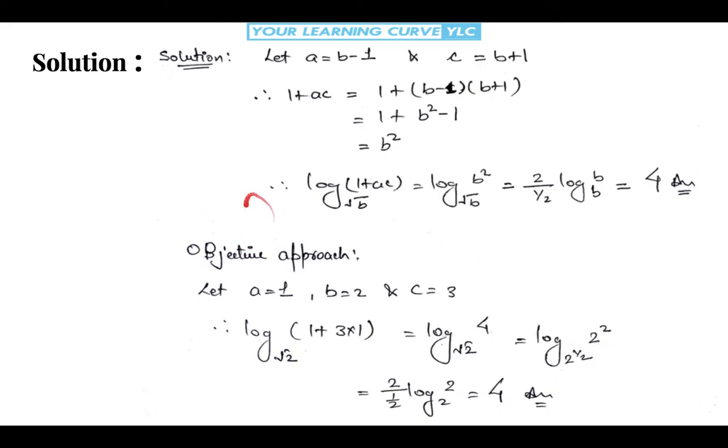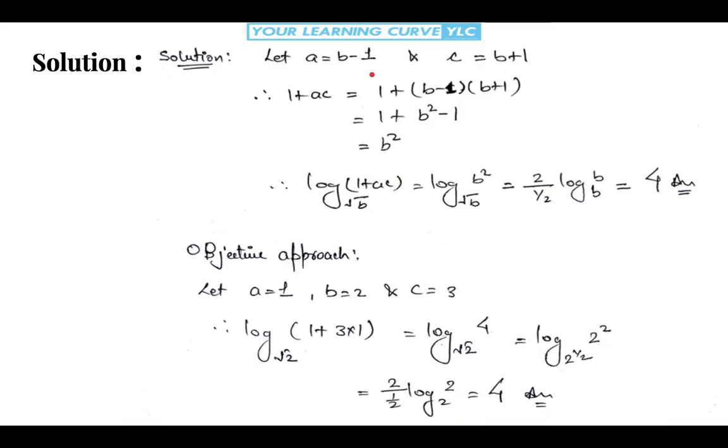So I will be explaining you one objective approach and one subjective approach. Subjective approach is straightforward. Since A, B, C are consecutive numbers, you assume A is 1 less than B and C is 1 greater than B. A is equal to B minus 1, C is equal to B plus 1, and you should always assume consecutive numbers like this only. Don't assume that A is equal to A, B is equal to A plus 1, C is equal to A plus 2.